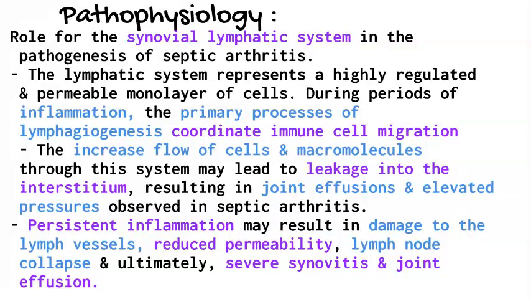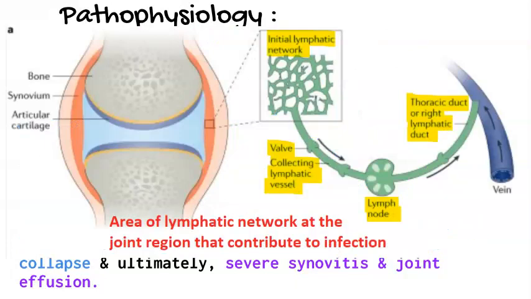This figure shows the area of the lymphatic network at the joint region that contributes to infection. You can see the initial lymphatic network, and there is a valve, collecting lymphatic vessels, and it goes to the lymph node and to the right lymphatic duct or the thoracic duct.